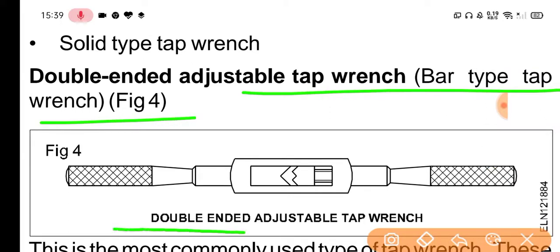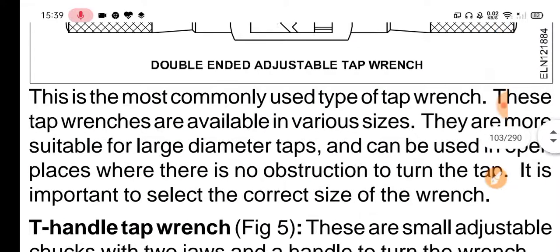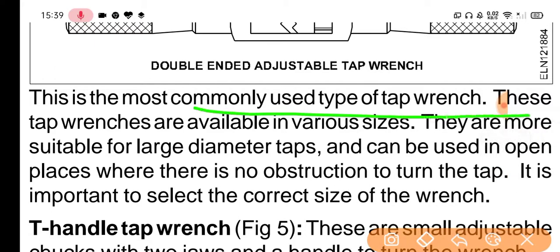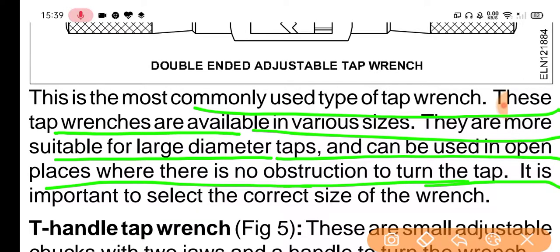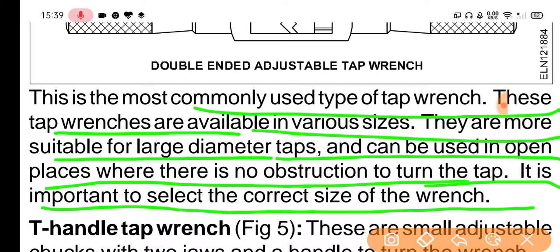Given in picture 4 is a double-ended adjustable tap wrench, and this is the most commonly used type of tap wrench. These tap wrenches are available in various sizes. They are more suitable for large diameter taps and can be used in open places where there is no obstruction to turn the tap. It is important to select the correct size of the wrench.